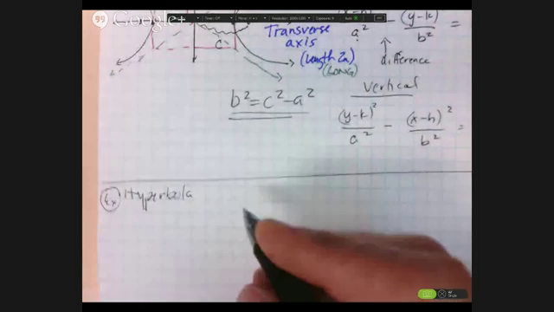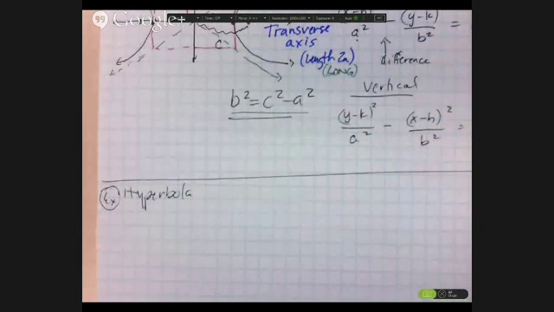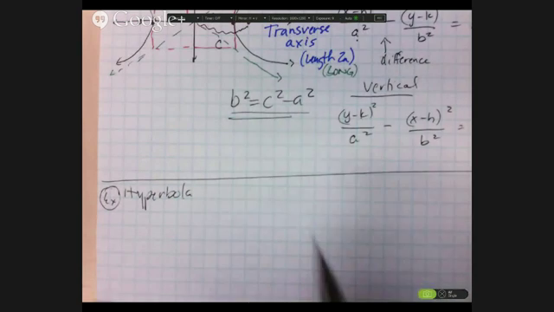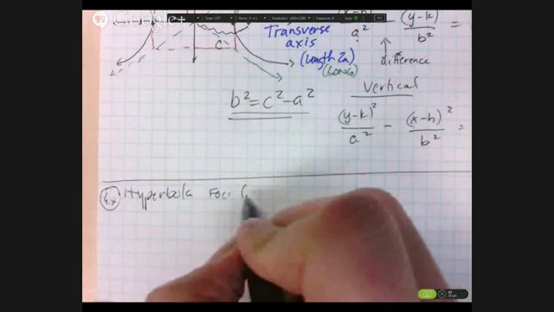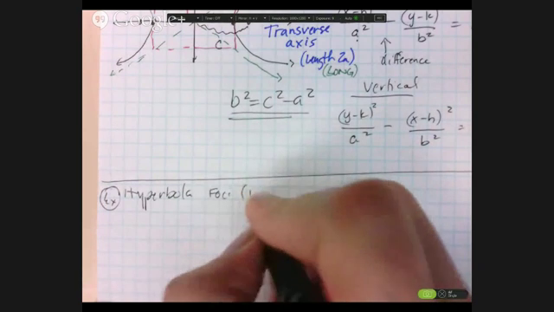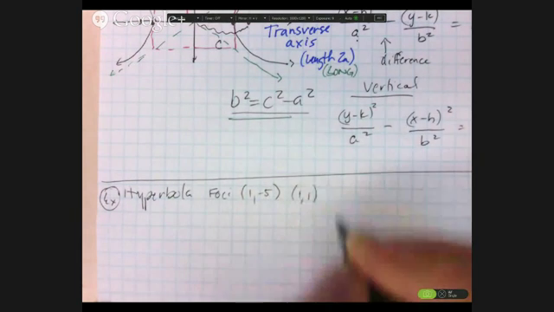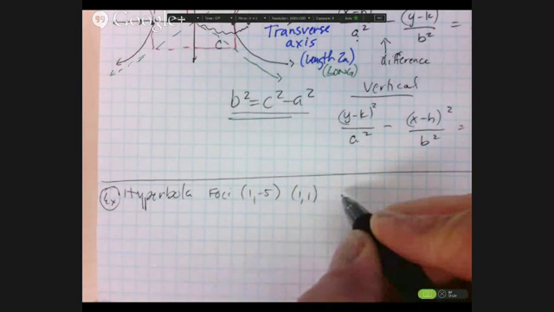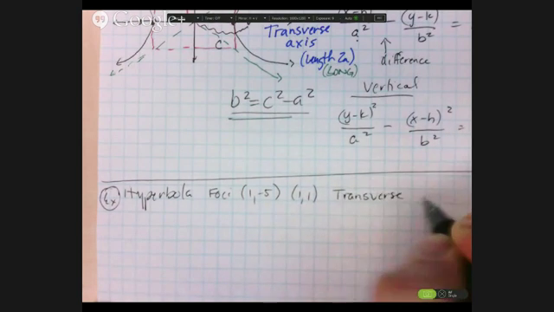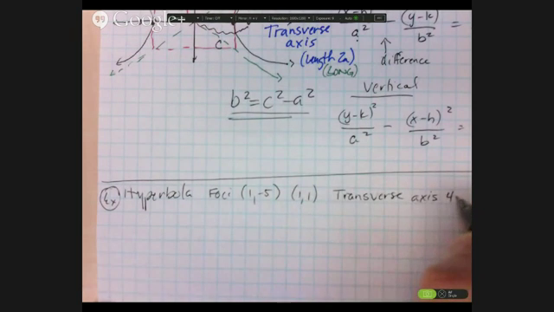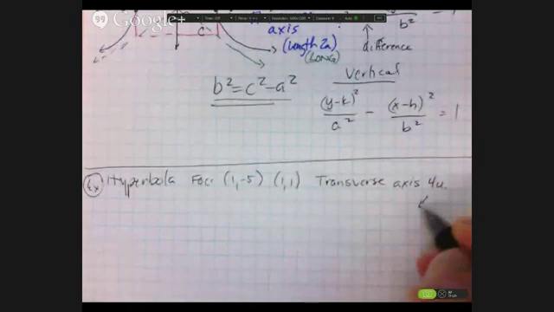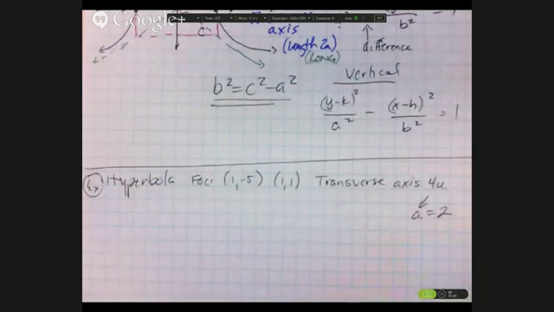Okay, let's go through an example of something I'm going to ask you to do. Hyperbola with foci, 1, -5, 1, 1. Transverse axis, 4 units. So that means A is 2 units? Is that what that means? Yep, yep. So somebody says A equals 2. That is correct.